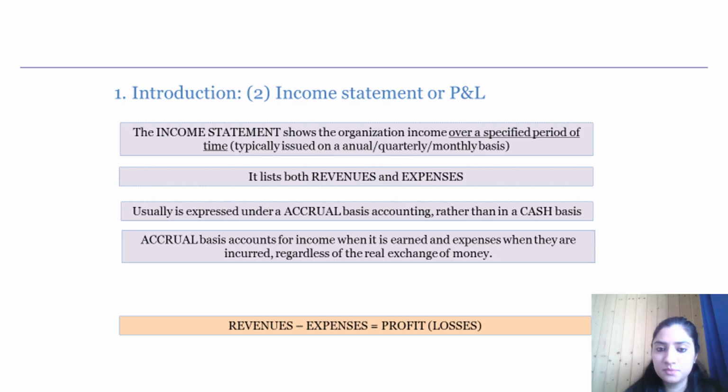Another one is the income statement. The income statement lists revenues and expenses, and it is done on the basis of accrual basis accounting. Accrual basis accounting is a kind of accounting in which cash, even if not paid yet, is considered to be an exchange of money. So how do we find out profit or loss? Profit or loss is found by subtracting expenses from the revenues.